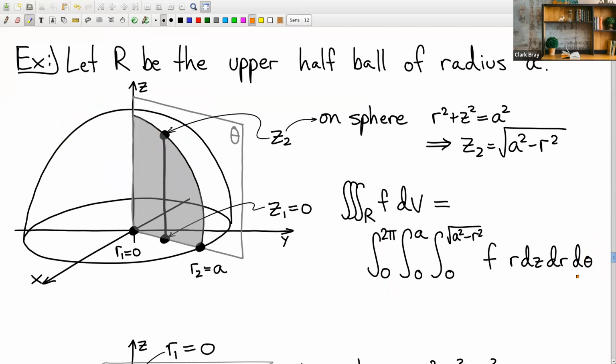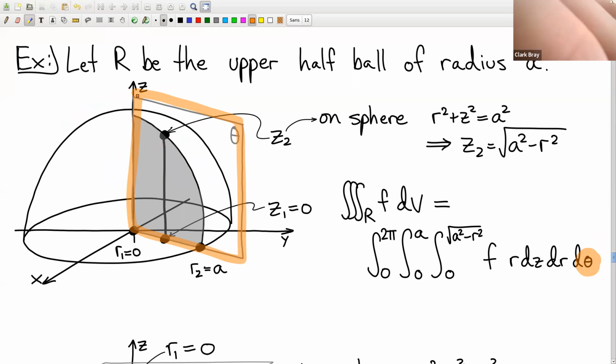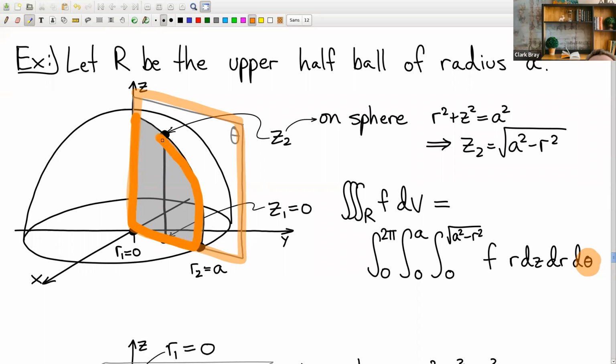All righty, then we fix a value of theta. Let's say we fix this value of theta here. What is that theta cross section of our solid? Well, let's see here. I guess I better stick with orange. Our cross section is this sort of shaded thing here. All right, there's our theta slice.